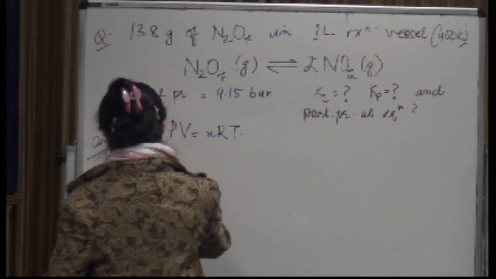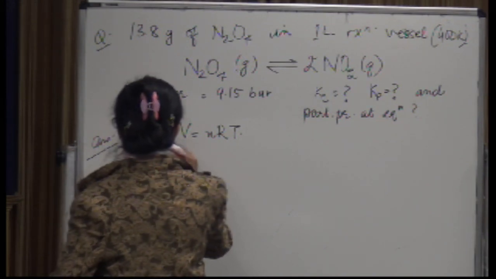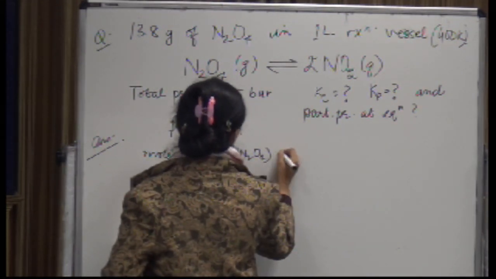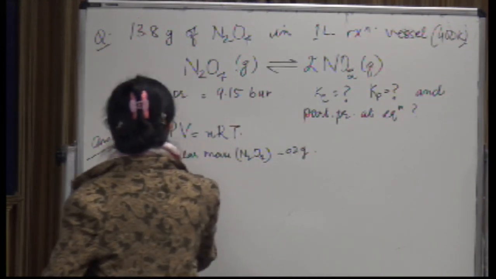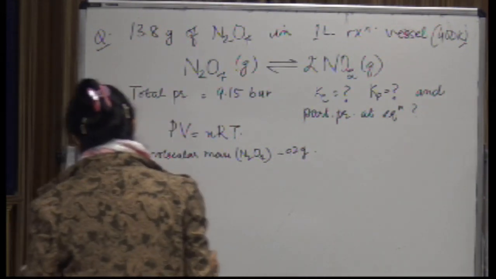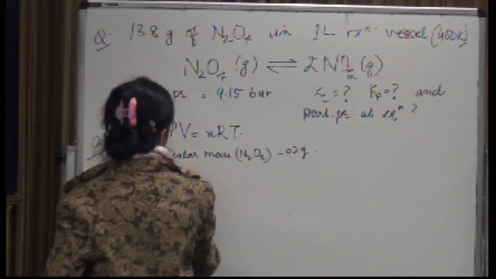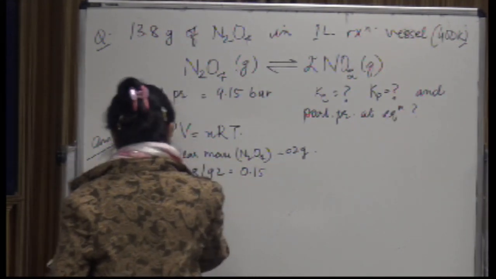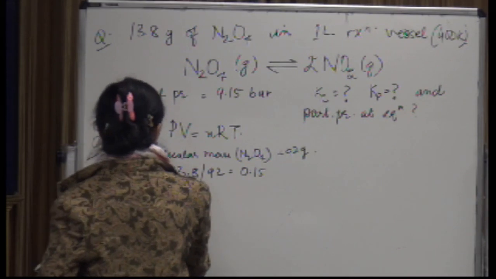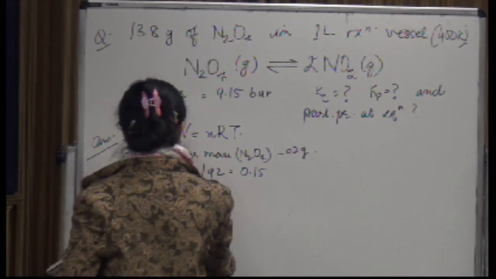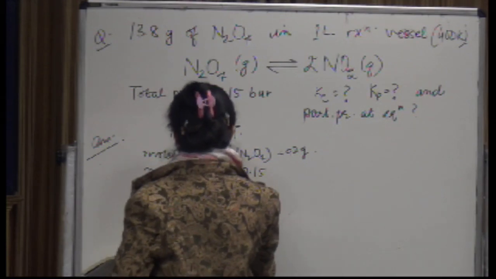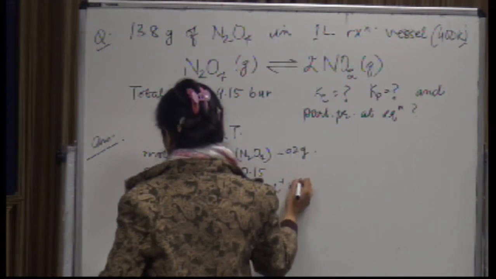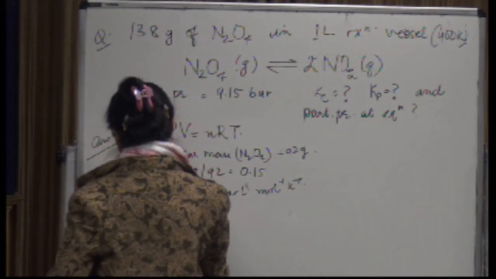The molecular mass of N2O4 is 92 grams. You can easily calculate it also. So you can calculate n. n will be equal to the given mass 13.8 upon 92, which is 0.15. R will be taken as 0.083 or 0.0821, whatever you want, liter bar per mole per Kelvin. Temperature is given to you as 400 Kelvin.